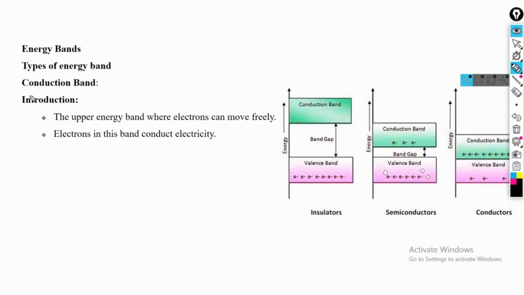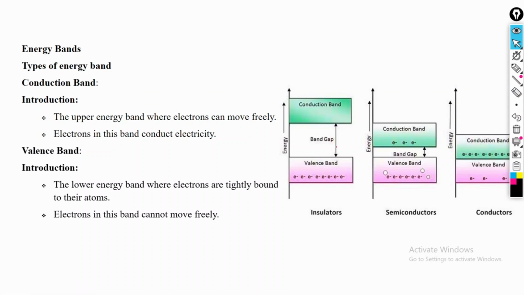So what is the conduction band? The upper energy band where electrons can move freely. Electrons in this band conduct electricity; atoms which have free electrons in the conduction band will conduct electricity and heat. The conductor has a large number of free electrons, so it is responsible for the conduction of heat and electricity.